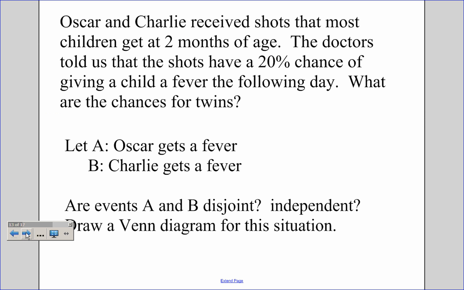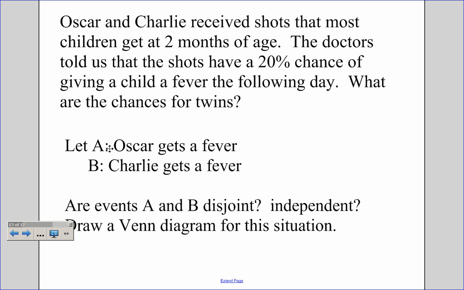All right, now I'll explain how to use that formula in this problem, but I'm actually going to show you 3 different ways to do it. Oscar and Charlie received shots. These are my 2 kids. They received shots when they're 2 months old. The doctor said that independently, each one has a 20% chance of getting a fever the following day. So we want to find all the different probabilities for these kids.